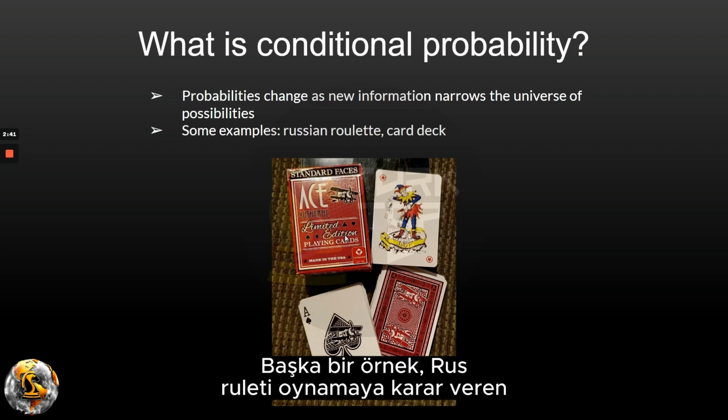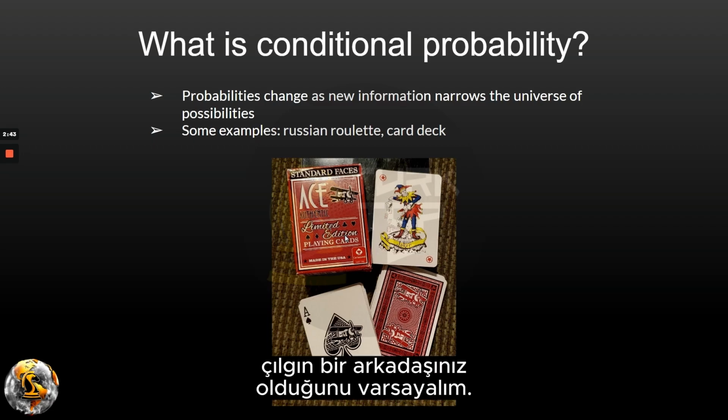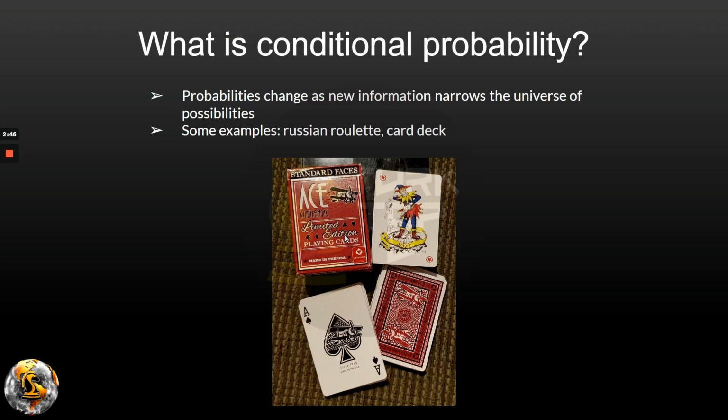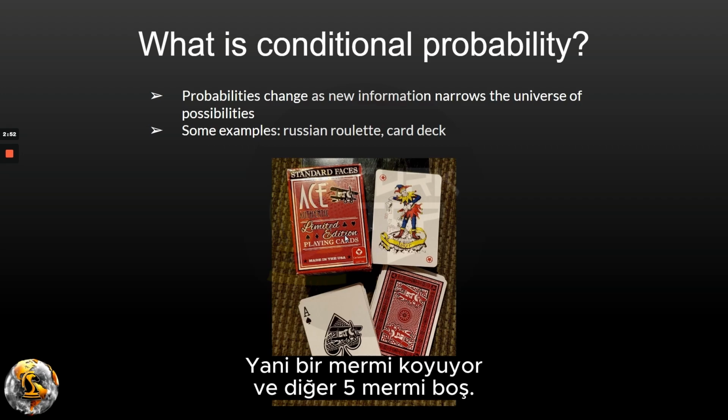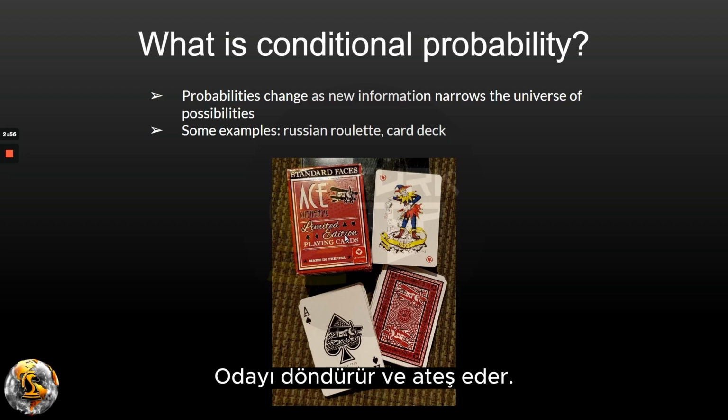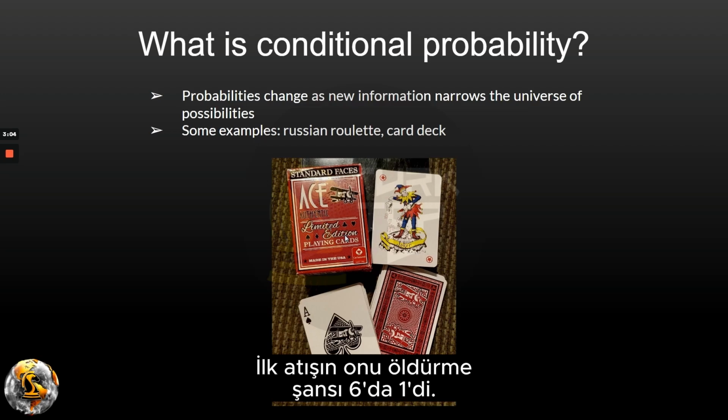Another example, let's say you have a crazy friend who decided to play Russian roulette. He puts a bullet in one of the chambers and the gun can have 6 bullets total. So he puts 1 bullet and the other 5 chambers are empty. He spins the chamber and shoots. The gun comes out to be a click. The chance of that first shot killing him was 1 out of 6.